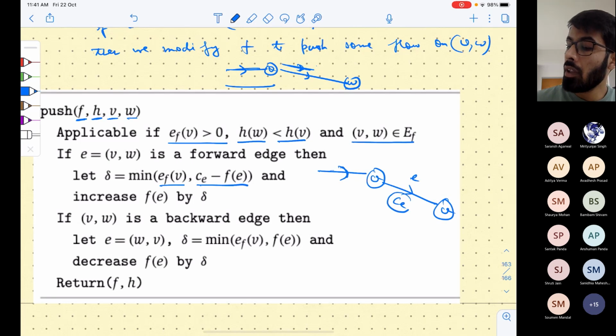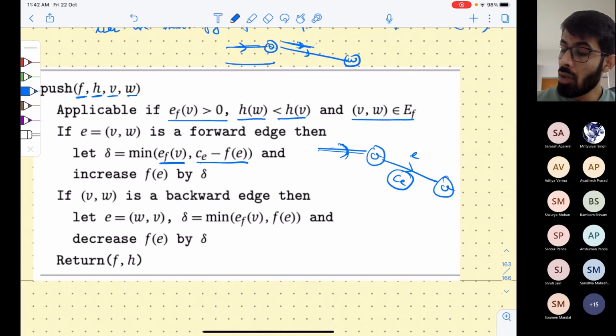We should not be reaching CE while there is no incoming flow to V, for CE, right? So we take the minimum of these two: how much excess does V have, and how much capacity does this edge have? How much more capacity does this edge have? And we increase FE by that amount, right? For a forward edge. Now for a backward edge, what is the case?